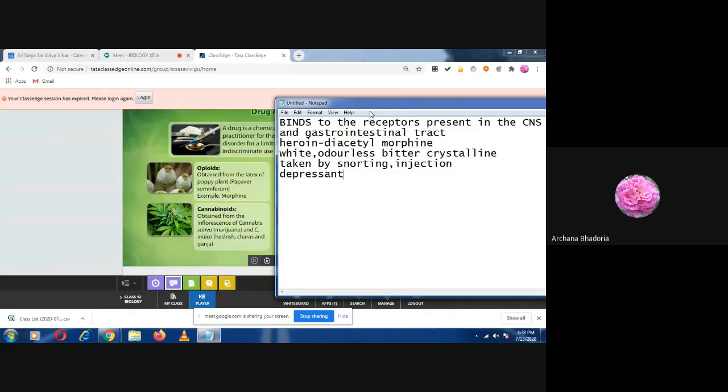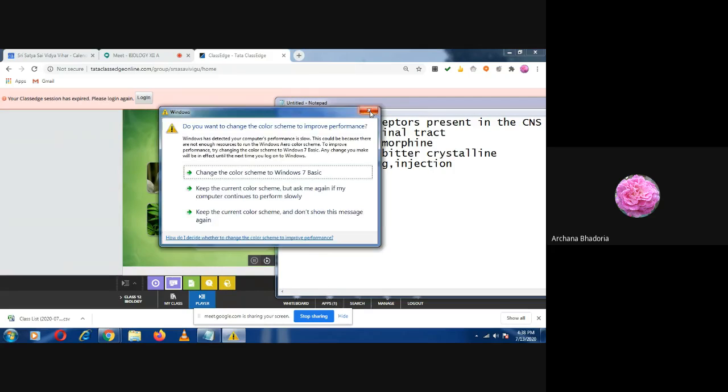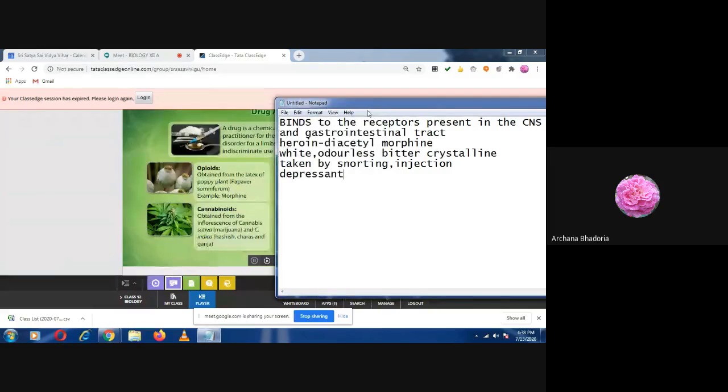So opioids, this much everyone should know: what it is, what the plant is, from where we get it. It is the Papaver somniferum, obtained from the latex of this plant. The receptors of this drug we find in the central nervous system and the gastrointestinal tract. The common drug we obtain is heroin or morphine, commonly called heroin, or smack.